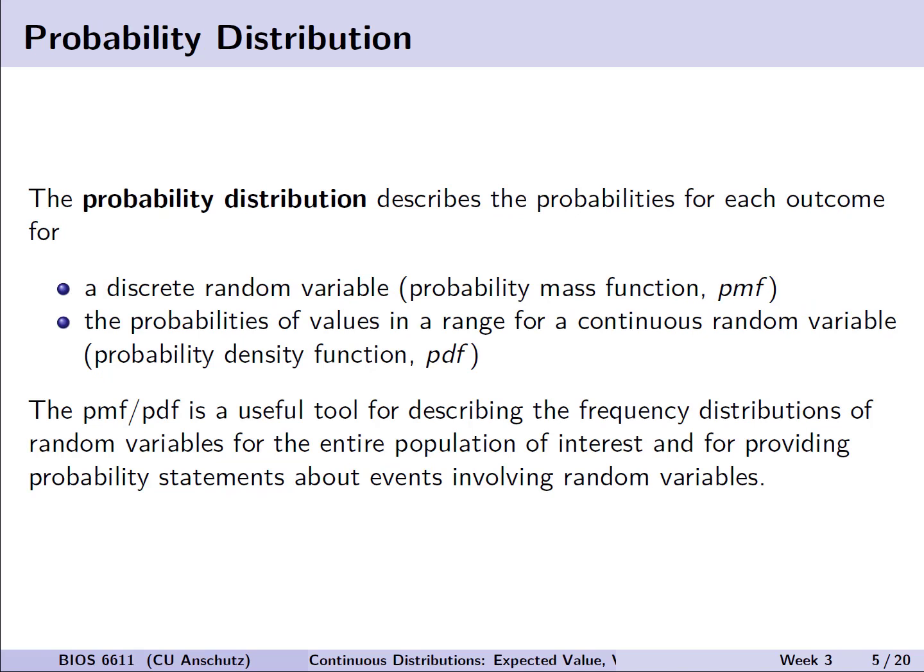So we saw last week the probability distribution described the probabilities for both the discrete random variable through a probability mass function, but also we hinted at the probabilities for some range of values for a continuous random variable, or the probability density function we'll be talking about today. And these are useful tools, as we'll see. They'll be the underlying concepts behind many of the things we'll be taking advantage of throughout the semester, even if we don't directly involve the PDF or PMF.